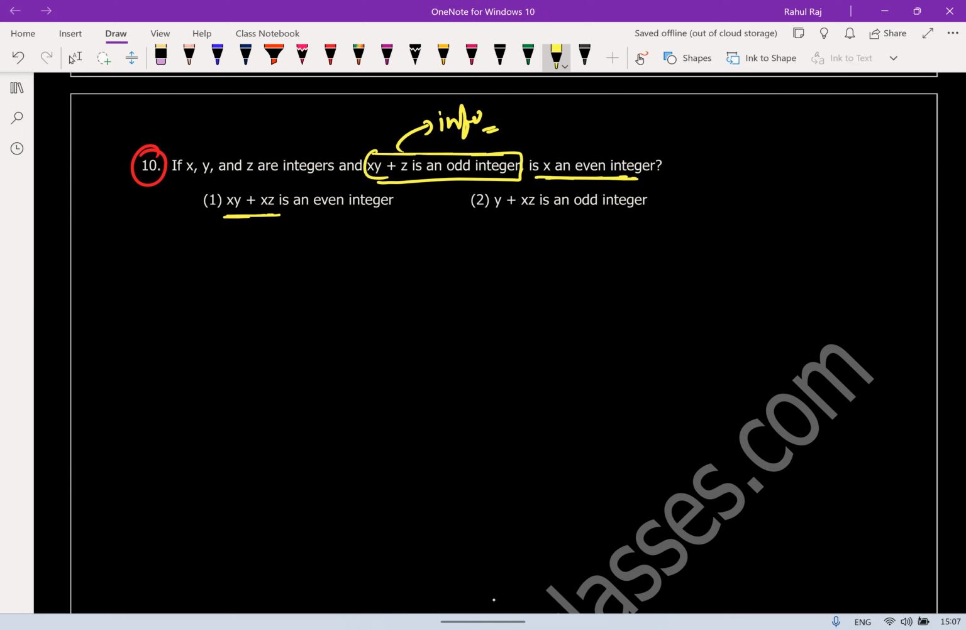So if at all you try and take a number, you should ensure that your number should satisfy this particular statement. The same number should satisfy this particular information. And then you go ahead and conclude whether x is even or odd, which will be a very time taking process. Now, what I'm going to tell you right now, you can use it anywhere in data sufficiency.